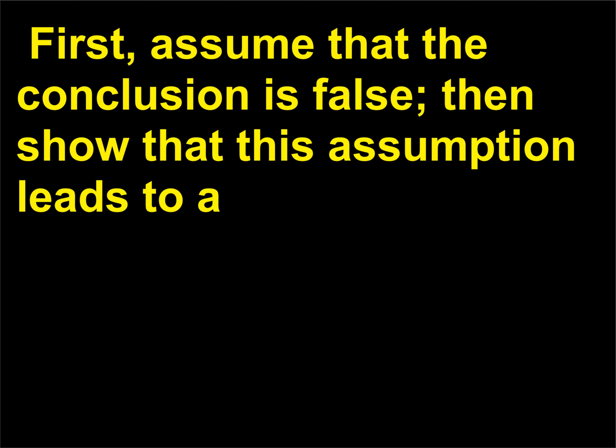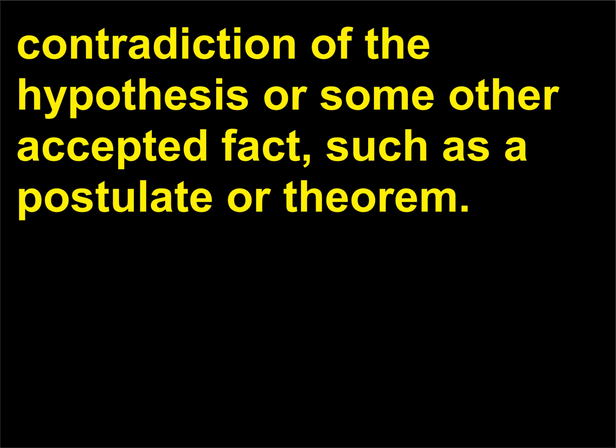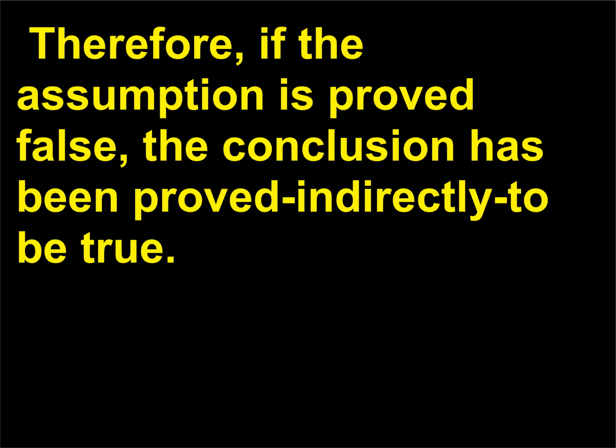First, assume that the conclusion is false, then show that this assumption leads to a contradiction of the hypothesis or some other accepted fact, such as a postulate or theorem. Therefore, if the assumption is proved false, the conclusion has been proved indirectly to be true.